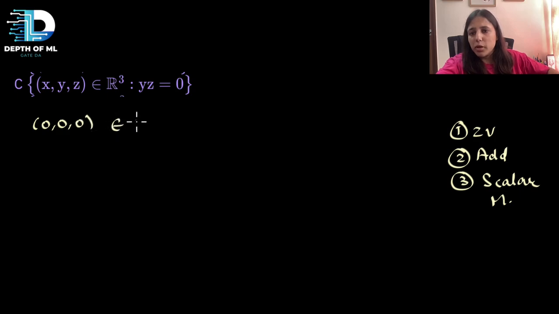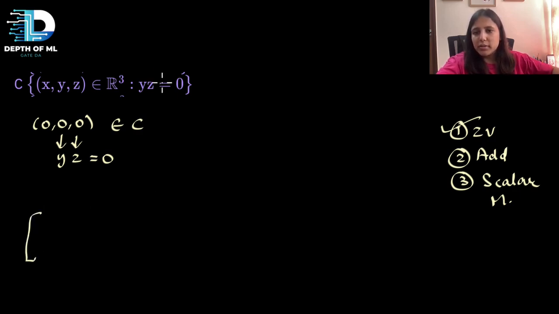So this should belong to the C option, and it does because y into z, so this is y, this is z, both in if I do multiplication, that will come out to be 0. So this checks out. Now I have two vectors. So let me take two vectors like this. I'll check the closure under addition, and usually these multiplication kind of things will give you an issue whenever you're checking for closure under addition.